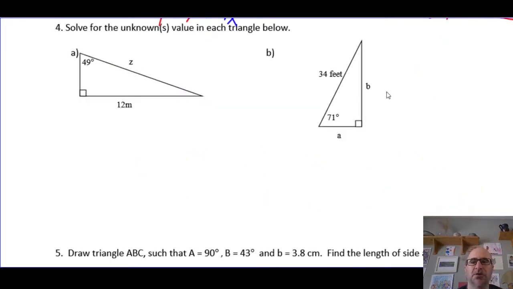Okay, looking at question 4 here, we're solving for the unknown value in each triangle below. And by the unknown value, they mean the variable. So in the first one, 4a, we're looking for z. Notice z is opposite the right angle, therefore it is the hypotenuse.